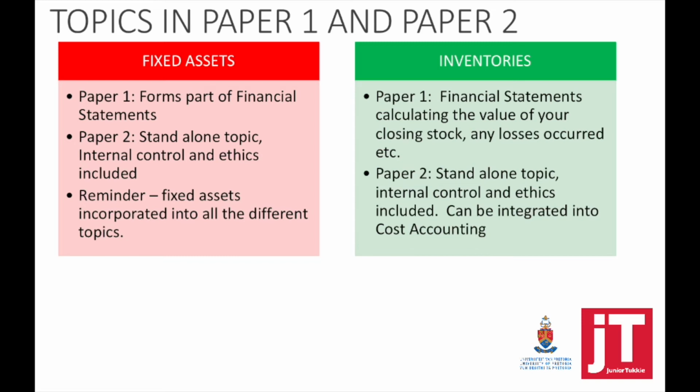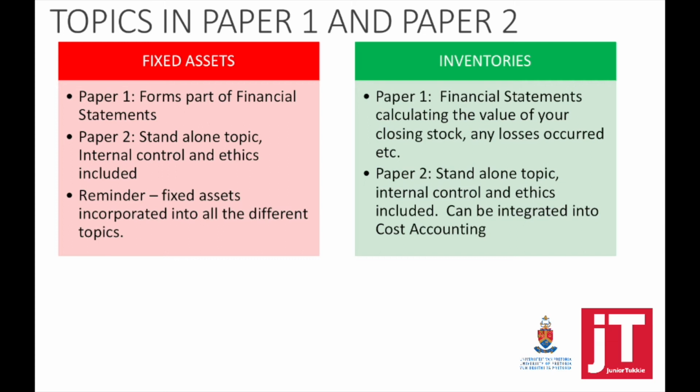Looking at inventories now. In paper 1, you could be asked, for example, to calculate the value of your closing stock using either FIFO or weighted average or specific identification. In paper 2, it is asked as a standalone topic, and they can ask either or even all of it. In paper 2, inventories can also be integrated in cost accounting, so be aware of that.